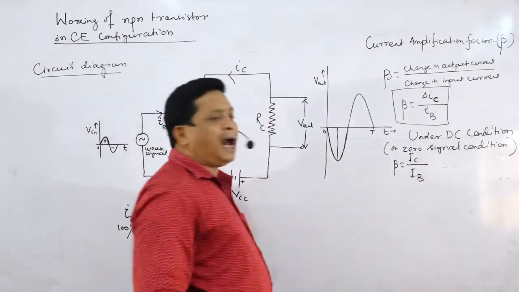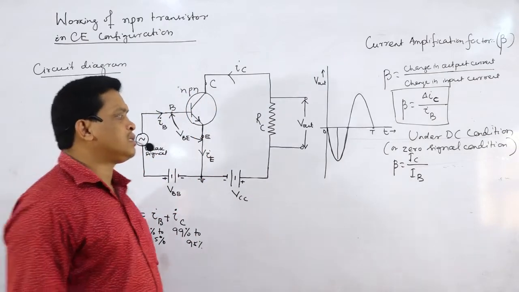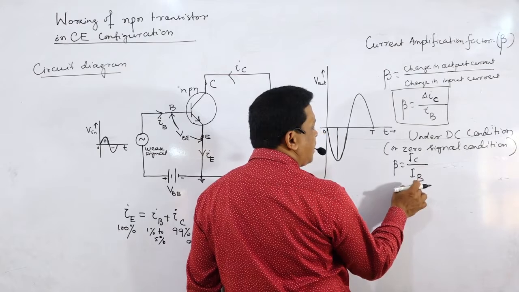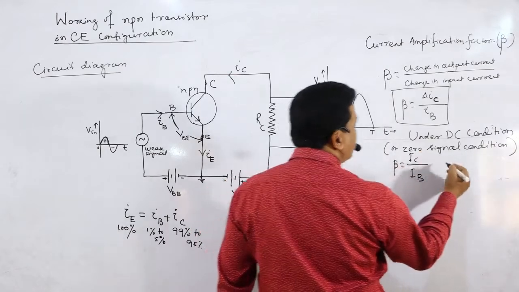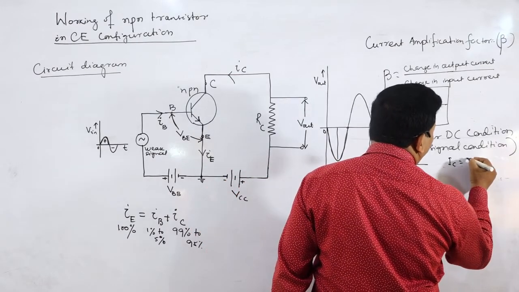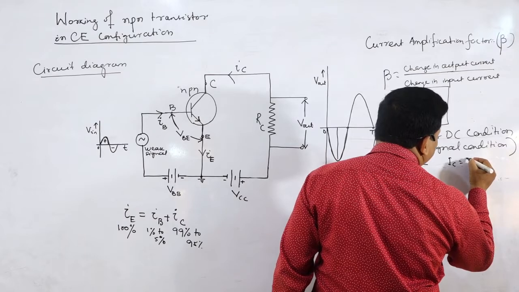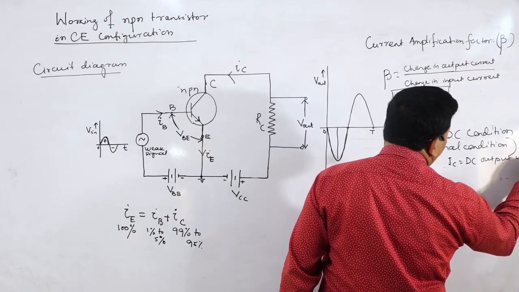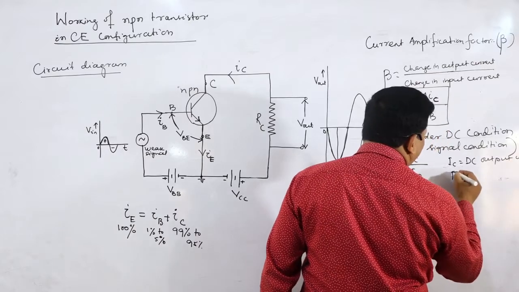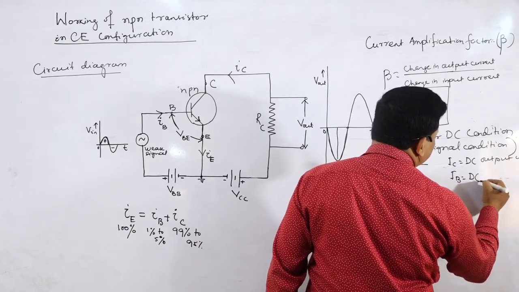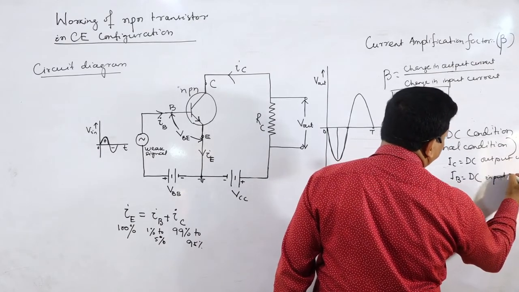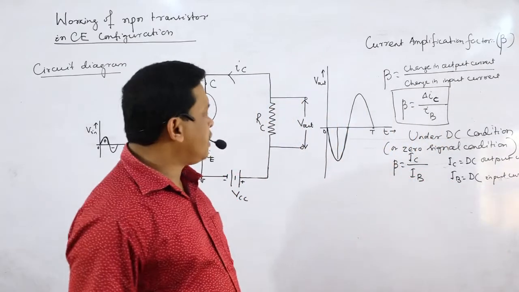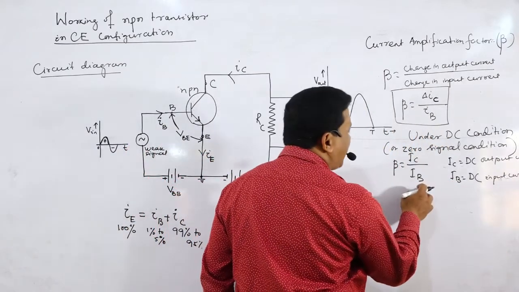Look here, I have changed the symbols because this is the DC current. IC is the DC output current, and IB equals DC input current. B means base current, C means collector current. So beta equals IC by IB.